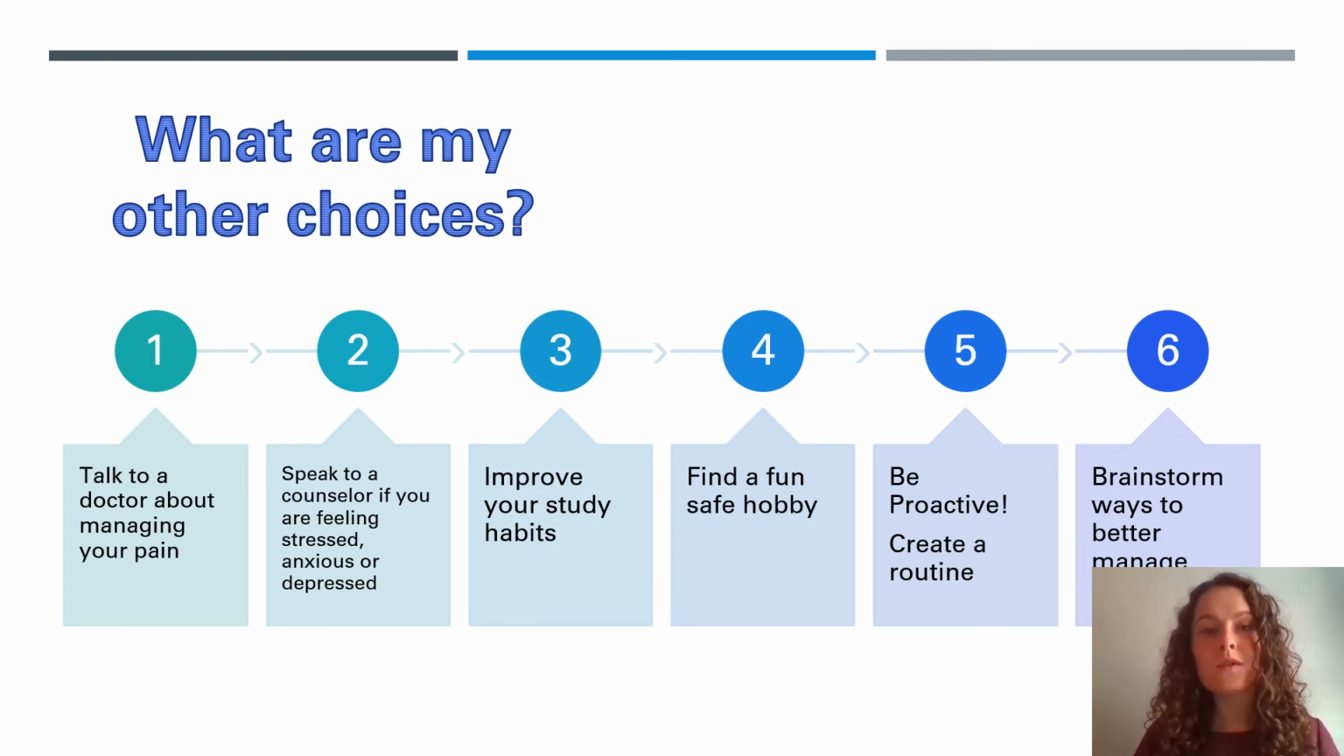The next thing you can do is be proactive. This means create a routine, which also ties into step number 6, better manage your time. Again, there's lots of resources online that can help you schedule out your time. Know when you're going to study, when you're going to take a break, when you're going to do something fun.